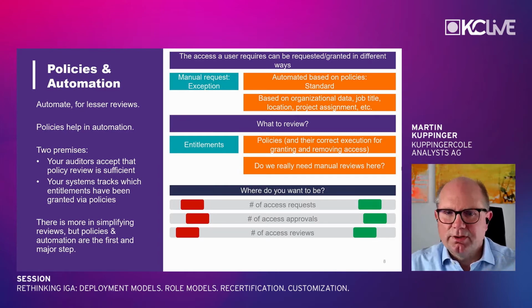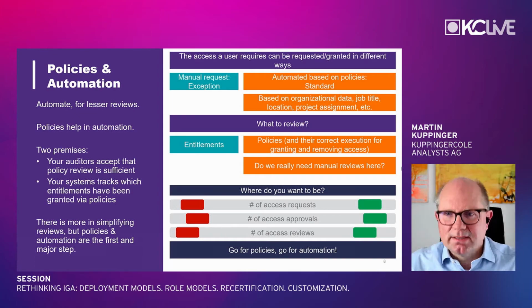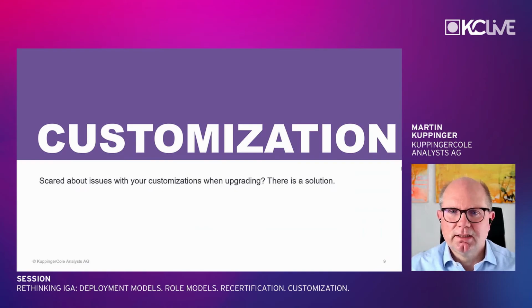There are a lot of things you can do around simplifying access reviews beyond what I've talked about. Think about time-restricted entitlements and other stuff. But policies and automation definitely help you in making this part of your job, and specifically this part of the user's job, way simpler. So, number 4, last but not least, customization.